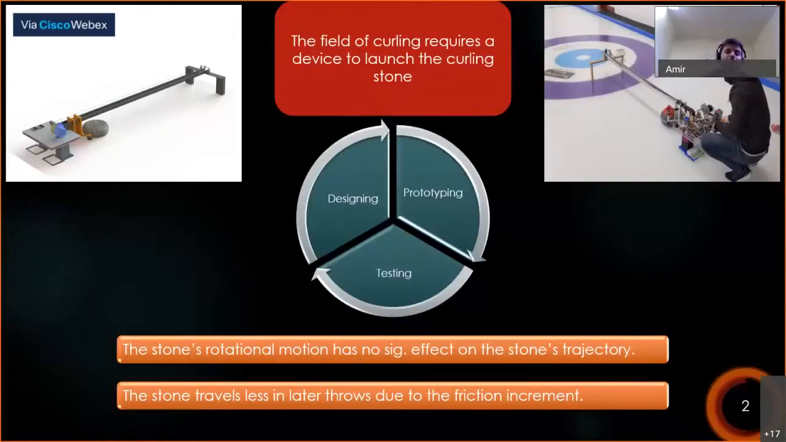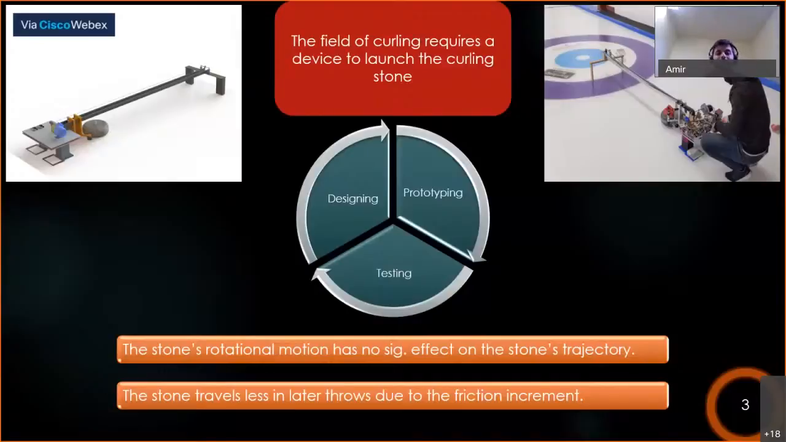Like every robot, it has three phases: designing, prototyping, and testing. In the designing phase, we define and determine the criteria, like the objectives and constraints. In the prototype phase, we build a prototype for this robot and put it in the test phase. And we get some feedback from the prototype, and this iterates in a cycle.